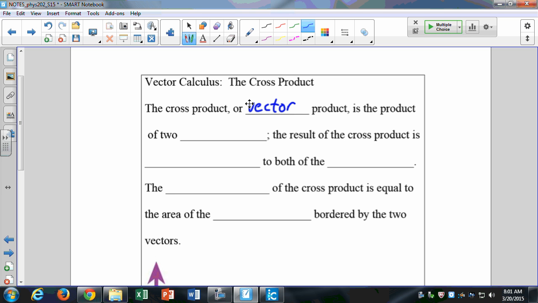So the cross product is simply a way to multiply the magnitude of one vector that is orthogonal to the magnitude of another vector. And then we'll get a third vector, which is the product of these two, that'll be orthogonal to those two vectors. Y'all know what orthogonal means? It means at 90 degrees to, perpendicular to.